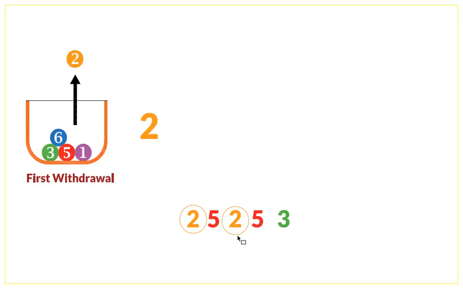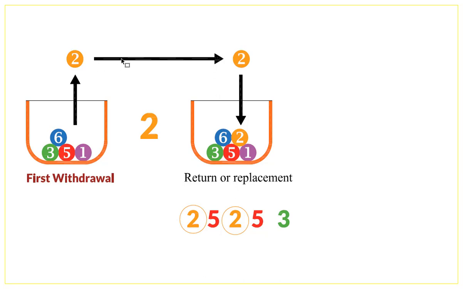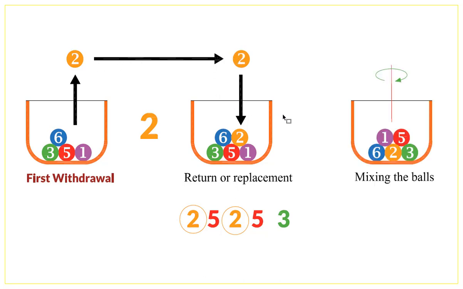So let's look at this number here. We have number 2 repeated once, twice. So number 2 is repeated twice in this number. And this whole problem is analogous to withdrawing balls from a container. So we are withdrawing number 2, we are replacing it, returning it to the urn, and then mixing the balls and repeating that 5 times until we get this number, for example.